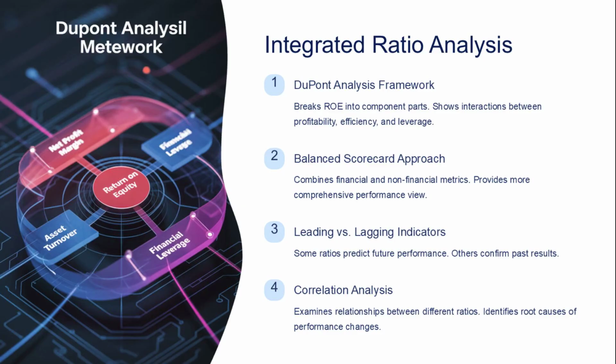Some ratios are leading indicators that predict future performance, while others are lagging indicators that confirm past results. Understanding this distinction is important for interpreting the data. Correlation analysis examines the relationships between different financial ratios. This can help identify the root causes behind changes in performance and guide strategic decision-making.